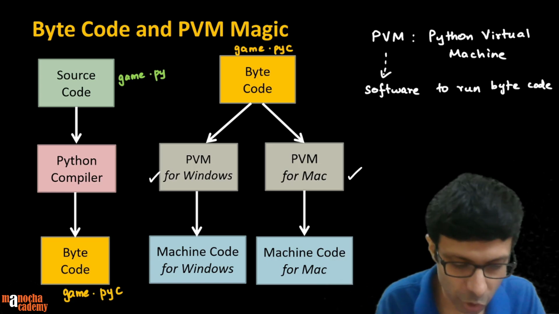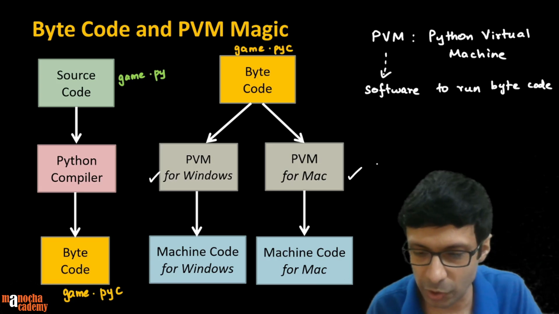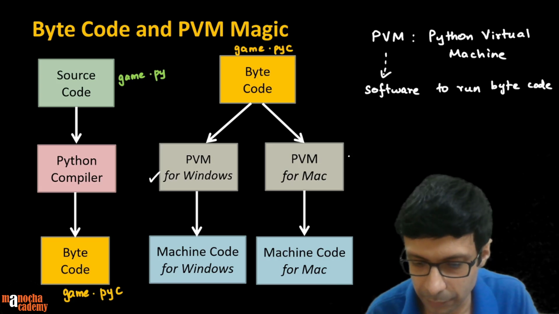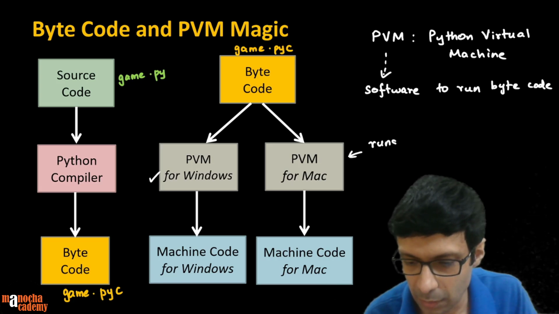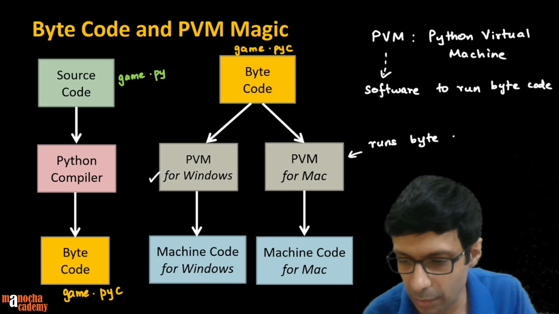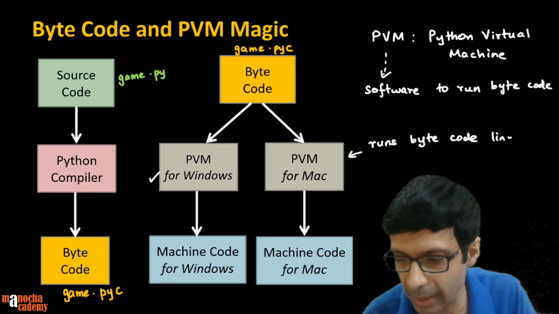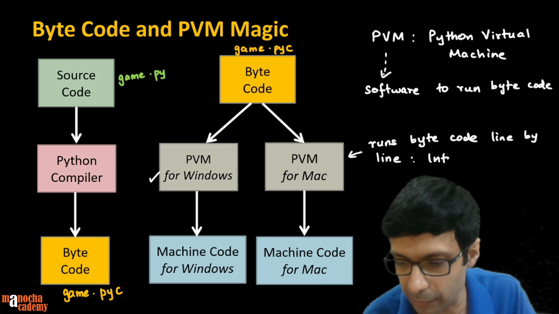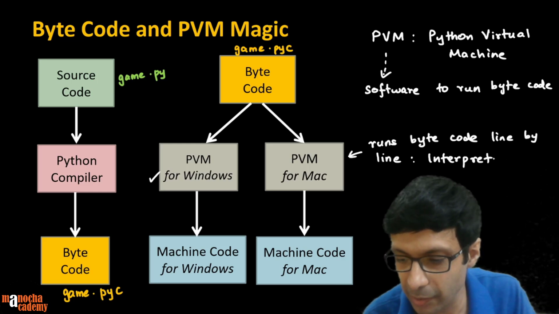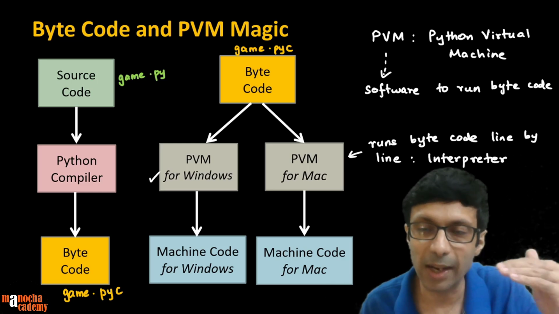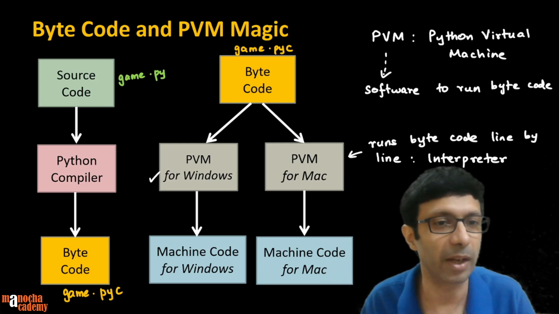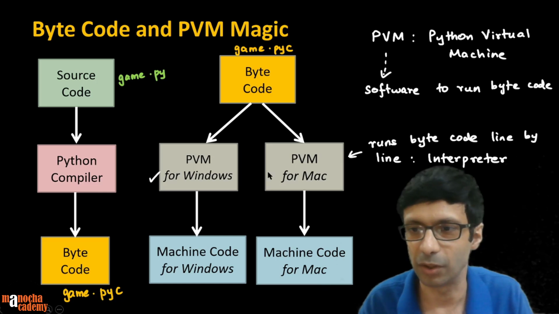Now the Python virtual machine runs it line by line. So this Python virtual machine is an interpreter. So that's why you read Python is an interpreted language, because the PVM basically runs bytecode line by line, one line at a time, and that is why we call it an interpreter. Difference between compiler and interpreter is interpreter does things one line at a time, compiler does the entire program in one shot. It does the translation. Is that clear?